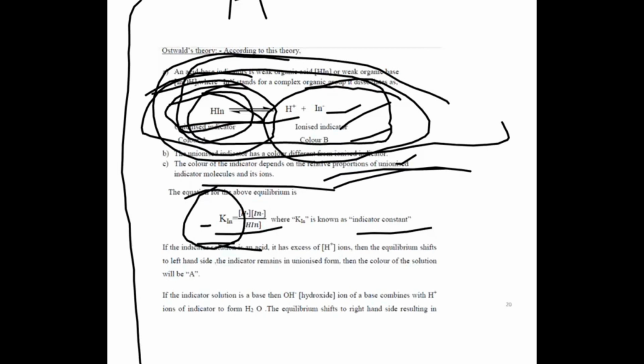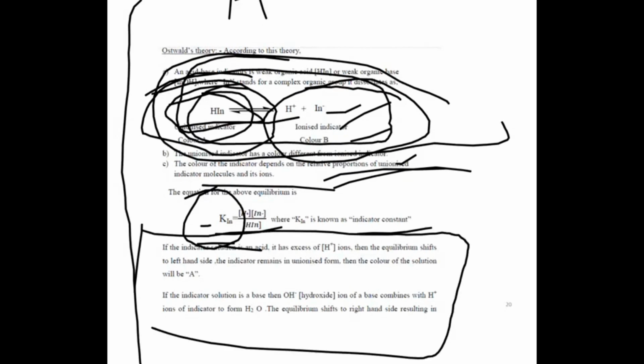If the indicator solution is in acidic media, it has excess H plus ions. These points are very much important. When the equilibrium shifts to the left-hand side, the indicator remains unionized. When it changes to the left-hand side, HIn will be in the unionized form, and the color of the solution will be that of the unionized form.